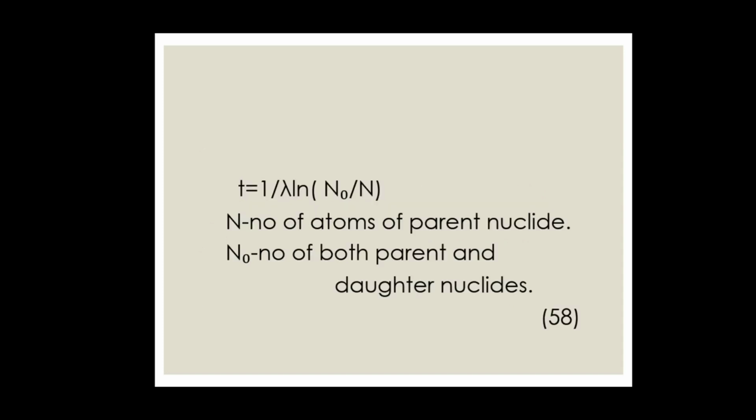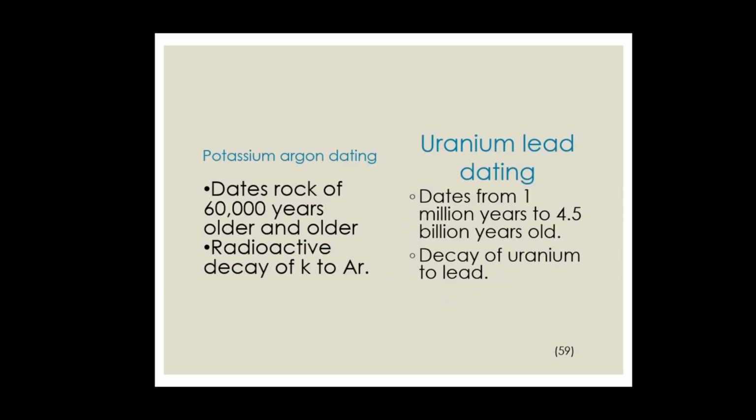Before moving on, we will discuss the equation used in geological dating, that is T is equal to 1 by lambda natural logarithm of n0 divided by n. Here n is the number of atoms of parent nuclide and n0 is the number of both parent and daughter nuclides. The 2 points that we need to remember with the equation is that here T, the age, depends on the nature of the rock that we are considering. And the greater the proportion of the daughter nuclei, the older will be the specimen. So hope you understand well.